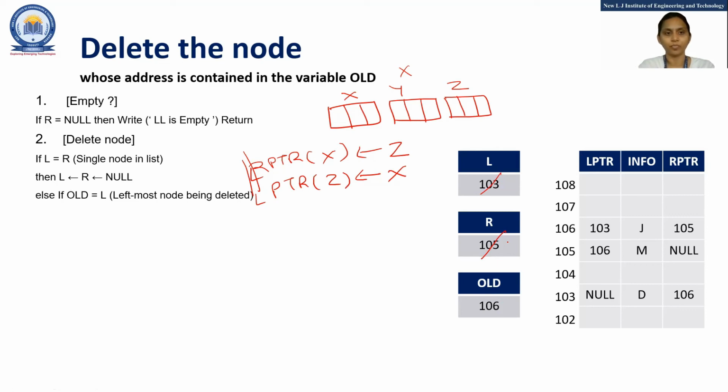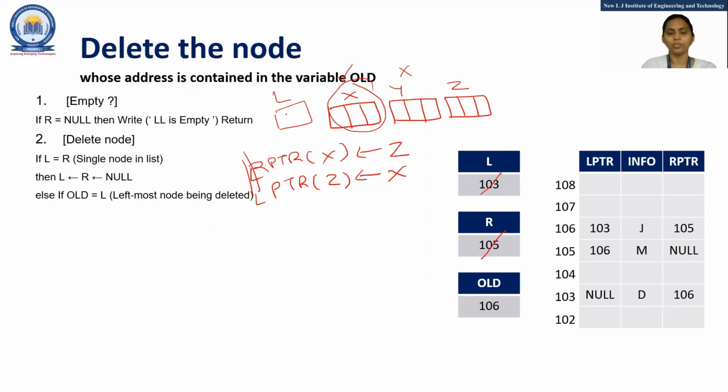And if that is not the case, your linked list does not have only one node, it has more than one node. In that case, if old matches your L, that means whatever you want to delete is the first node. This is the first node and that node needs to be deleted. What do you have to change? Your L pointer needs to be updated. Yes or no? L pointer would be updated with what?